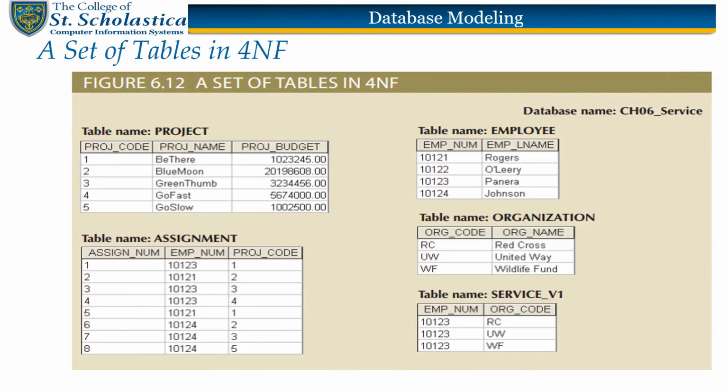The solution is to eliminate the problems caused by the multi-valued dependency. You do this by creating new tables for the components of the multi-valued dependency. In this example, the multi-valued dependency is resolved and eliminated by creating the assign and the service_v1 tables depicted in Figure 6.12. Those tables are said to be in 4NF.